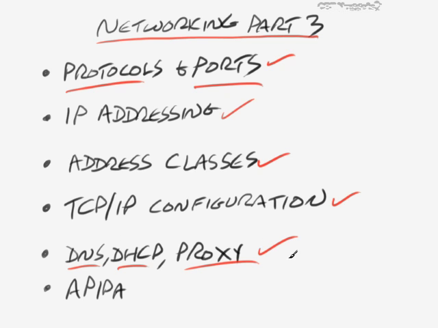What a proxy server does, in addition to everything else, it also does something called network address translation. And then we look at automatic private IP addressing, which is somewhat related here to DHCP, because if the DHCP server is down, you might get a PIPA address.